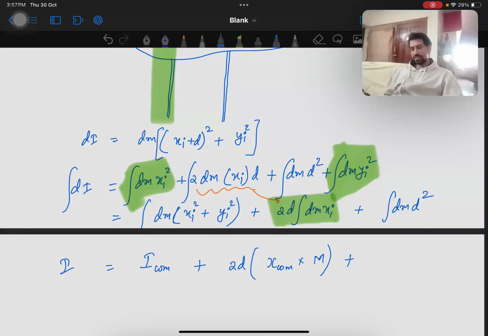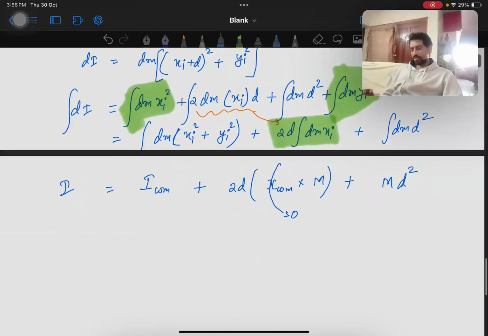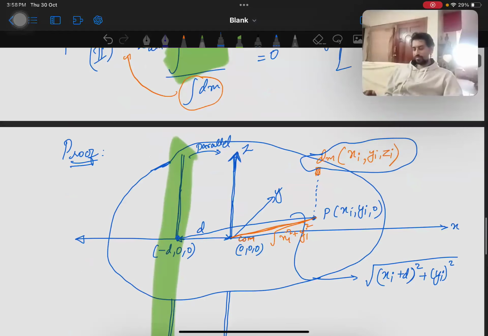Plus, what is this last term over here? d is a constant. It's a distance between the two lines, so you can write it as d square only. Integral dm is nothing but the mass. Fine. And this term will become 0 because it's the origin x coordinate. It leaves us with I as I_com plus md square. This is your proof of the parallel axis theorem.